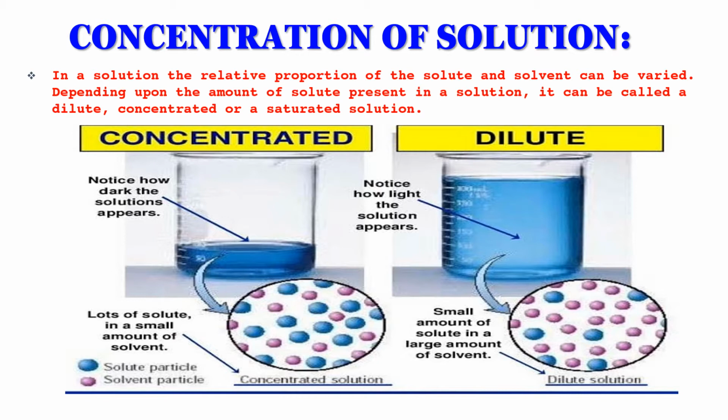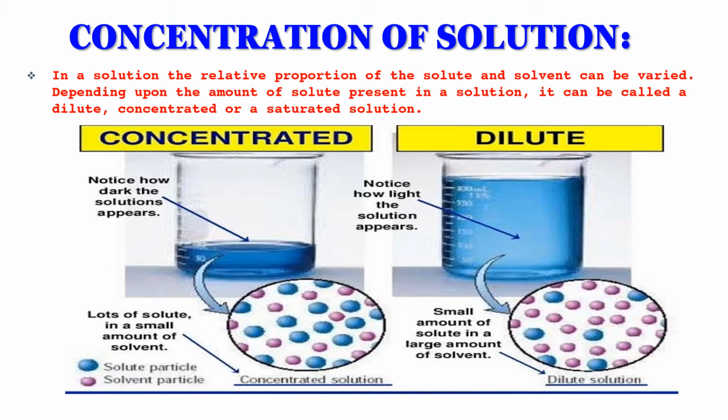Dilute and concentrated both are comparative terms. If a small amount of solute is present in a large amount of solvent, that is, if the amount of solute is less, it is called a dilute solution. And if a lot of solute is present in a small amount of solvent, then it is called a concentrated solution.